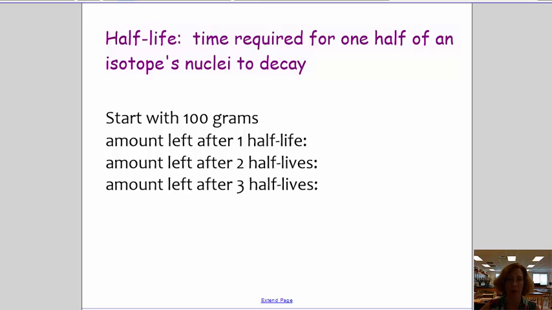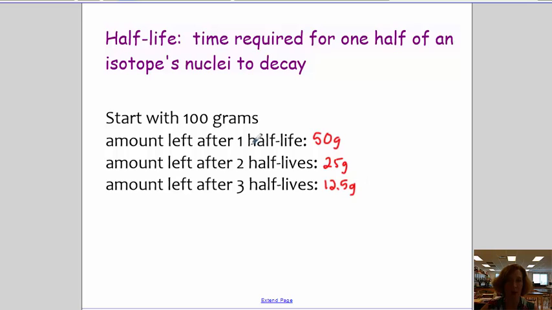So for example, if you start with 100 grams of a substance, the amount left after one half-life would be half of 100. So 50 grams. And then after two half-lives, we would have half of our half. So half of 50 is 25 grams. And then after three half-lives, we would have half of our half of our half. So we would have 12.5 grams left over.